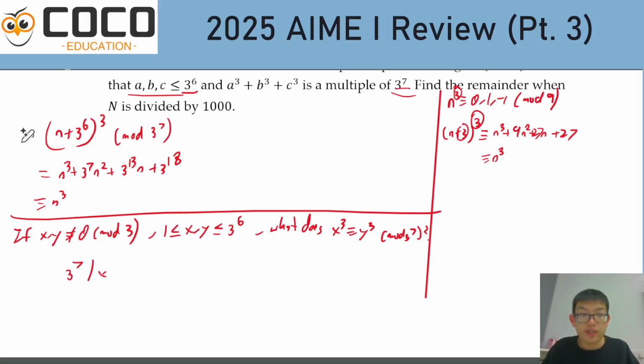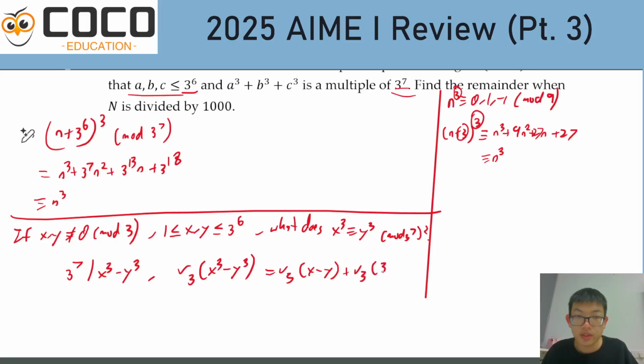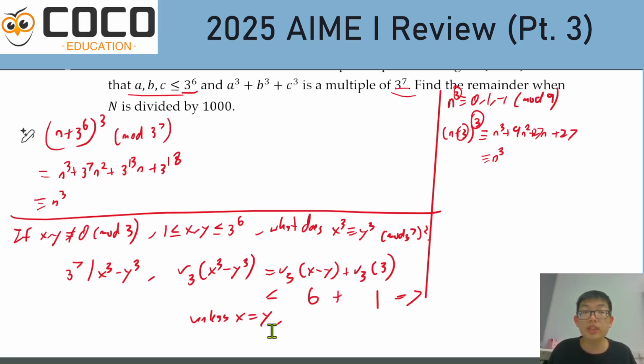If 3 to the 7 divides x cubed minus y cubed, I know that from LTE, the number of 3's in here, you can lift the exponent. Literally, that's what LTE is, right? So lift the exponent. This is 1. This is at most going to be, well, this is not at most, this is less than 6, unless x equals y. Okay, so that confirms that all of the cubes will be different.